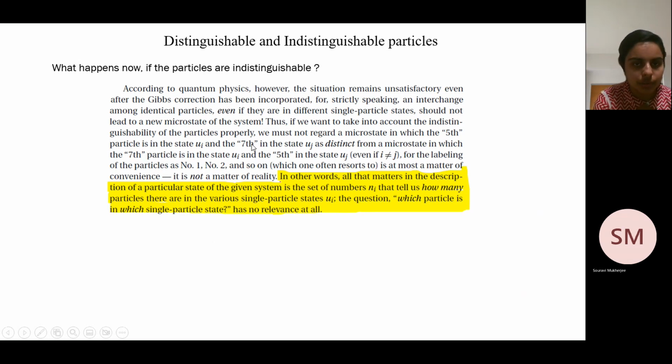Okay, so initially you had 5 particles in some state and 6 particles in some other state. If that number doesn't change, just by interchanging two particle positions or two single particle states, you don't get anything new. That happens when you consider this indistinguishability strictly. That's what happens in quantum physics.